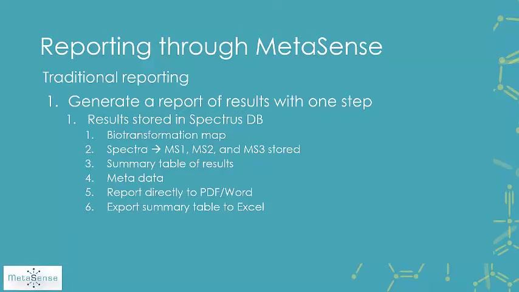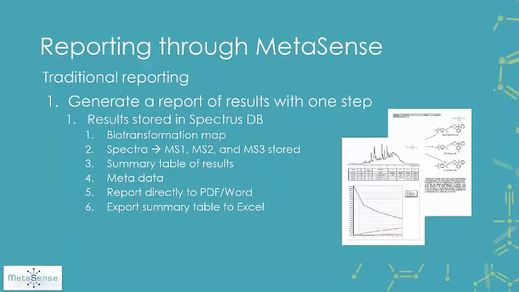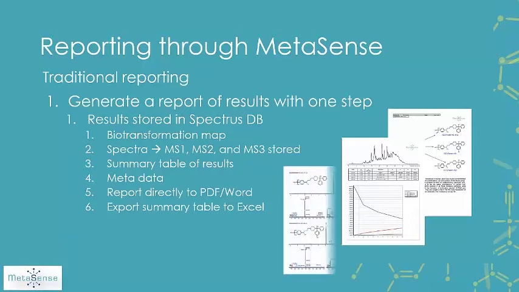An example of a very basic report can be seen here, where we have some metadata. You have your biotransformation map. You have some summary text as well. You have your stability and kinetic plot, as well as your summary table and your chromatogram, along with obviously your analytical data, your extracted ion chromatograms, along with your MS1 and MS2 spectra, along with the structures. So this is a very basic report that can be generated from a single click of a button.